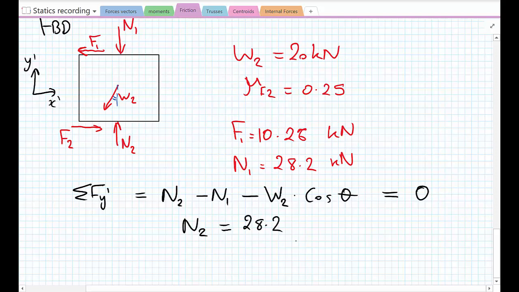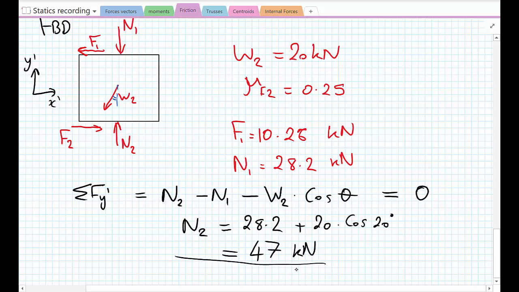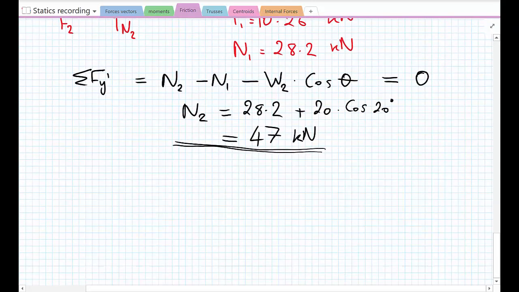So we have N2 equals 28.2 plus 20 times the cos of 20 degrees. And we can put that straight into the calculator. Everything's known there now. And we get 46.98 kilonewtons, but rounded up to 47.